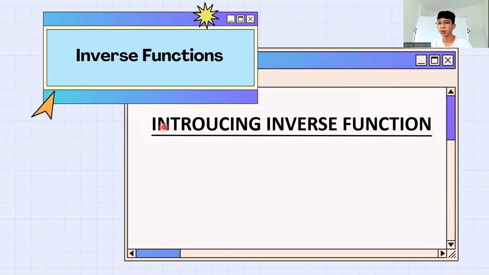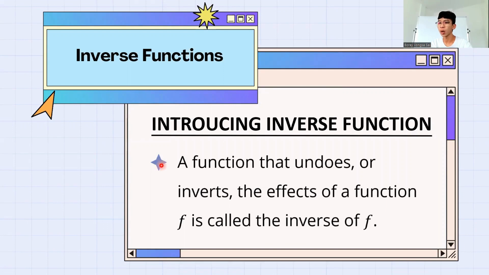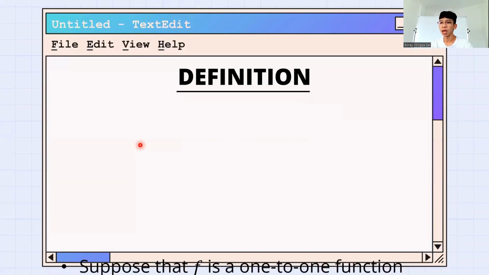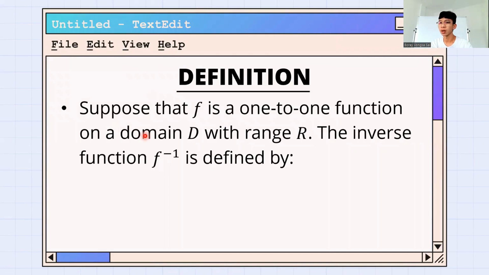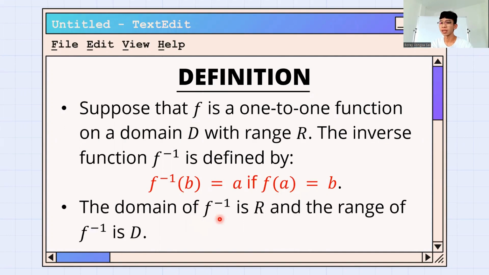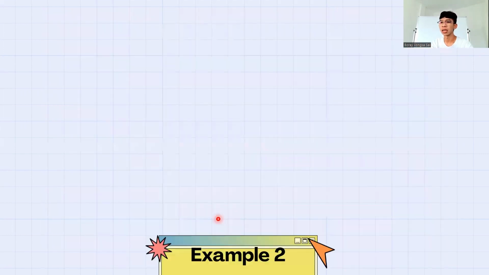Introducing the inverse function. A function that undoes or inverts the effects of a function f is called the inverse of f. Here is the definition. Suppose that f is a one-to-one function on the domain D with range R. The inverse function of f is defined by f inverse of b equal to a if f of a equal to b. The domain of f inverse is R, and the range of f inverse is D. To understand more about it, let's see the example.